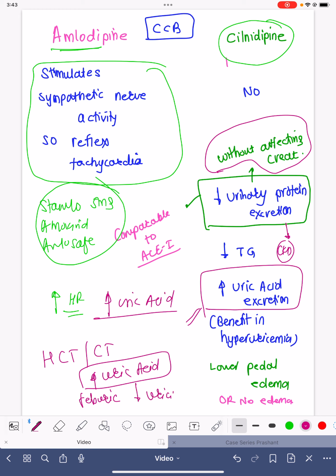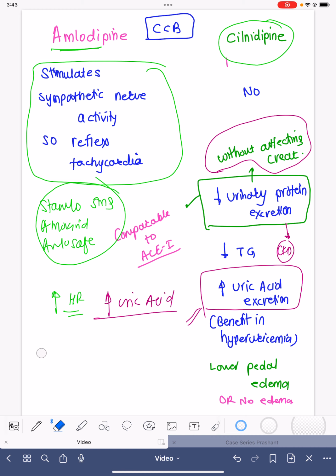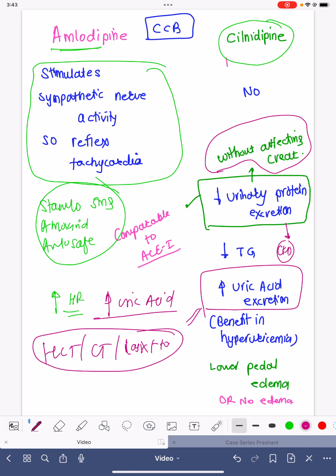Now in that instance, what we can do is simply stop that hydrochlorothiazide or chlorthalidone or furosemide or torsemide, and we can start cilnidipine. It will reduce the serum uric acid level by increasing the uric acid excretion and reducing the absorption of the uric acid, which is caused by these medicines. That is the reason why cilnidipine has a benefit in patients with hyperuricemia.